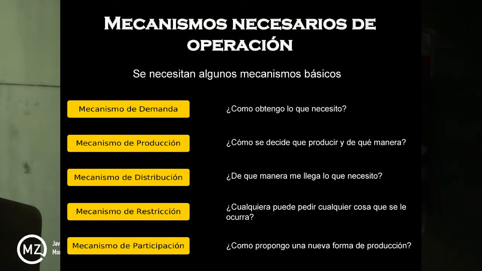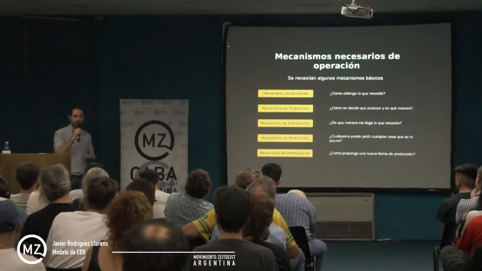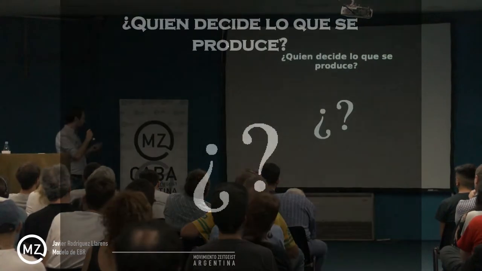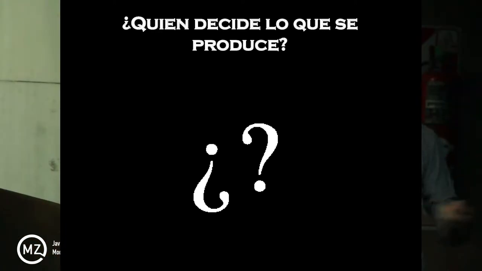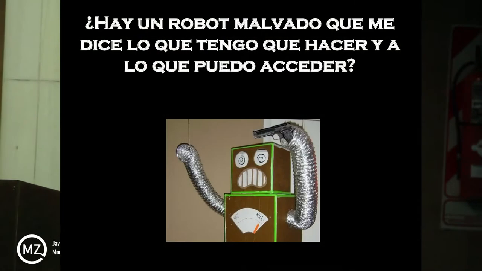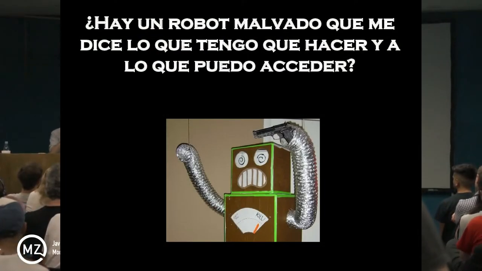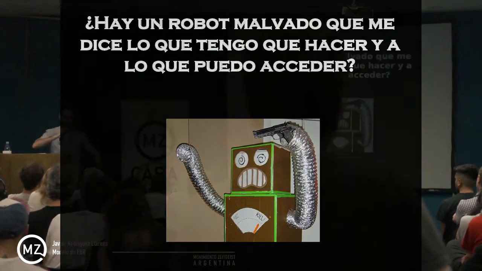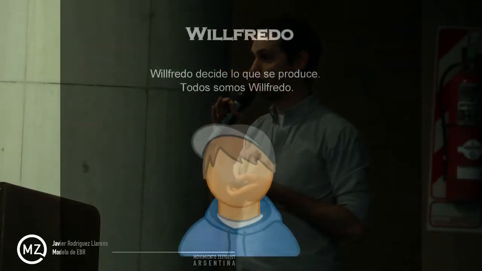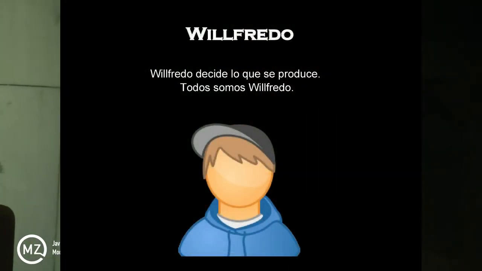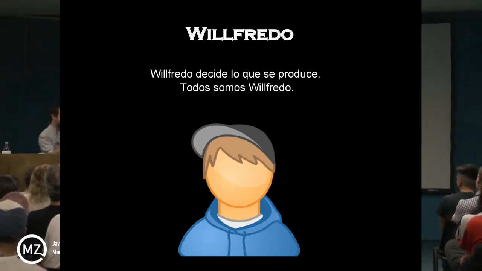How can I put forward a new form of production? How can I get engaged? How can I participate in that joint productive operation? So the first question that comes to our mind is, who decides what should be produced? Is there an evil robot that tells me what I have to do and controls it all? Well, it sounds funny, but imagine this kind of robotic stylings that kicks people and gives orders. No, Wilfred is the ordinary man who will make the decision on what is produced. How? Through demand. In the resource-based economy, we have a lot of Wilfreds making decisions.